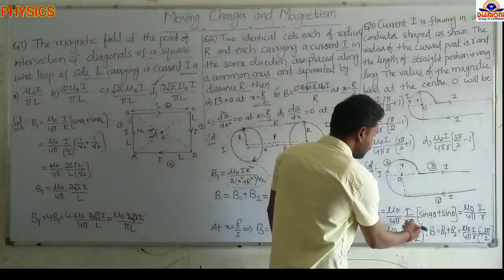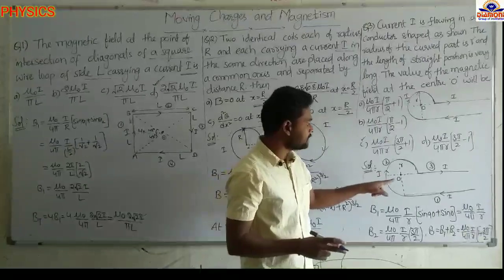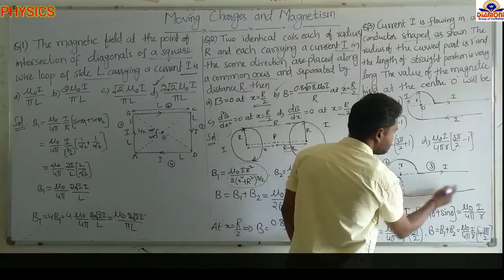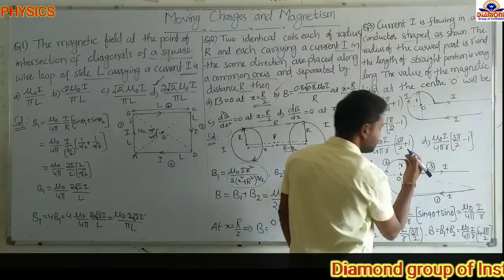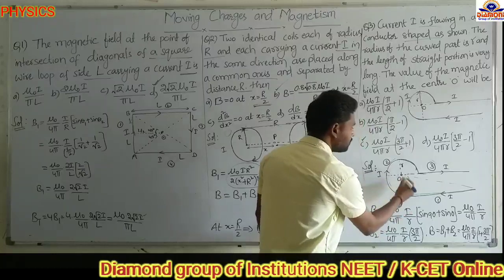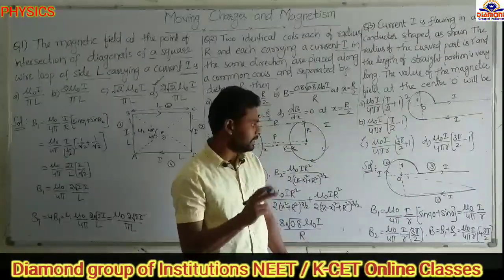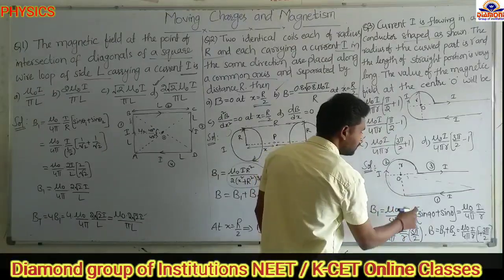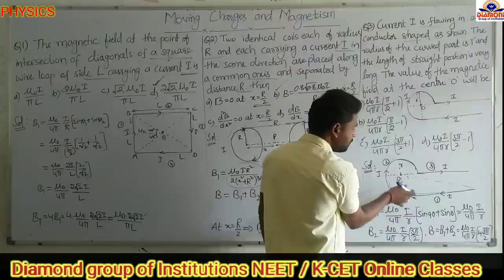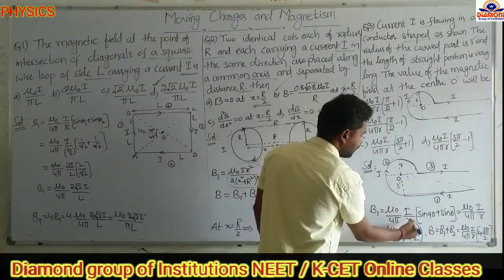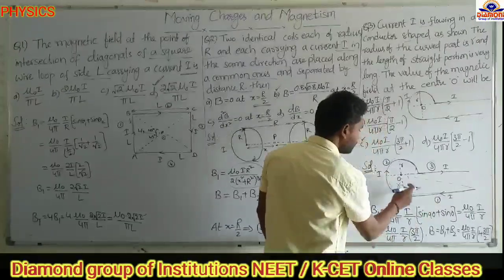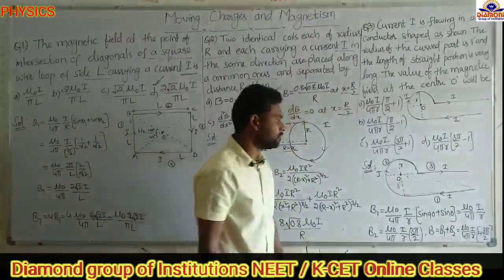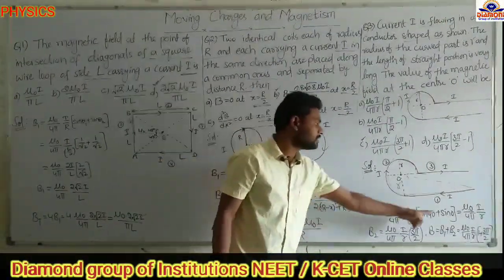Here r is the perpendicular distance from the point to the wire, and theta 1 is the angle made by one end. This end is at infinity, so it makes an angle of 90 degrees, and this end makes an angle of 0. So theta 1 is 90 and theta 2 is 0. From here to here, the perpendicular distance is the radius of the circular arc, r only. So mu naught by 4 pi into I by r into (sin 90 plus sin 0). After simplification we get mu naught by 4 pi into I by r, since sin 90 is 1 and sin 0 is 0.